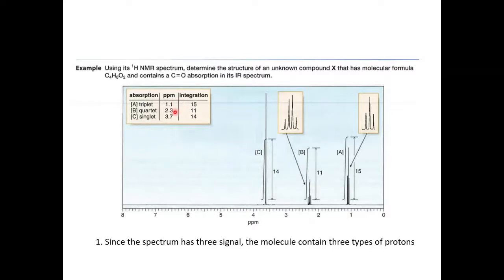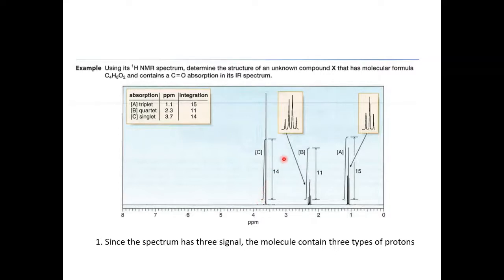So this spectrum has three signals. The chemical shifts given are 1.1, 2.3 and 3.7. Three signals means three types of protons, right? So I have written on the spectrum: three signals, the molecule contains three types of protons. This is our first inference from this spectrum. Next is the splitting pattern they have given. This is a quartet and this is a triplet, and this is a singlet. They have also given the integration: 14, 11, 15.